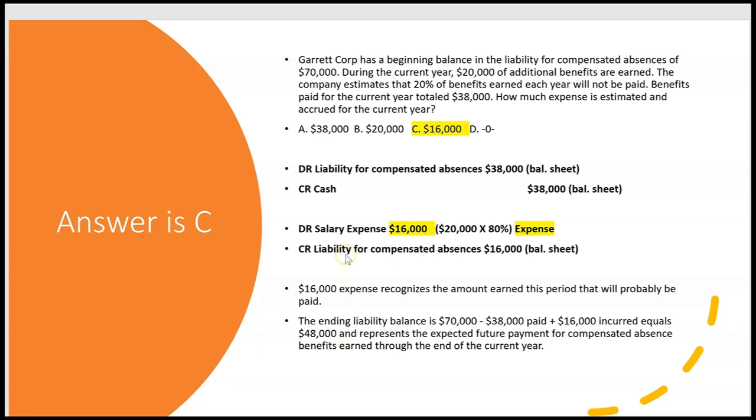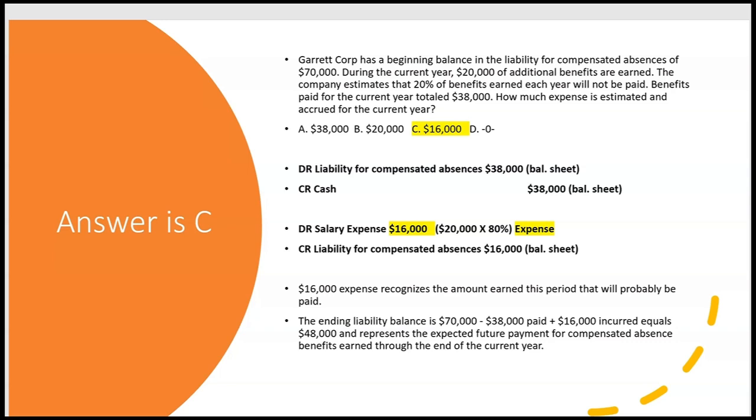And notice in the journal entry, you have one income statement account, that's the expense, and one balance sheet account, that's the credit to the liability. The $16,000 expense is how we recognize the amount earned this period. That's the amount that will probably be paid, $16,000 or 80%, because they don't expect the other 20% to be paid, so we would just ignore that 20% and only accrue the 80% that's probable. We can estimate it, 80%, and it's probable, it's likely to be paid.